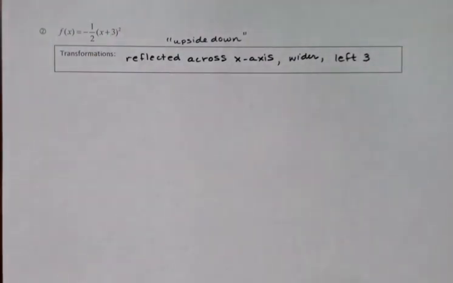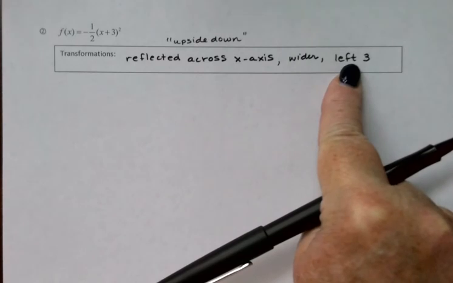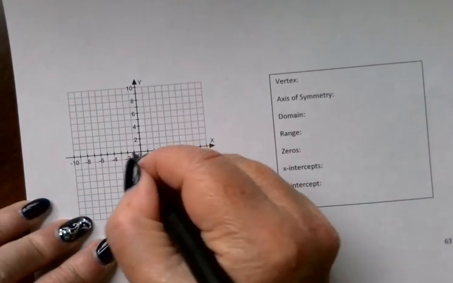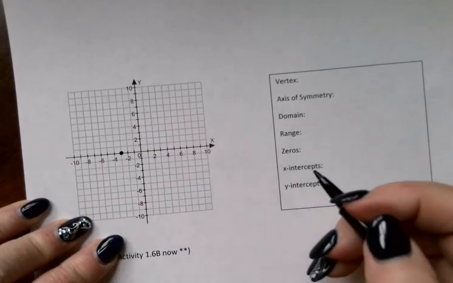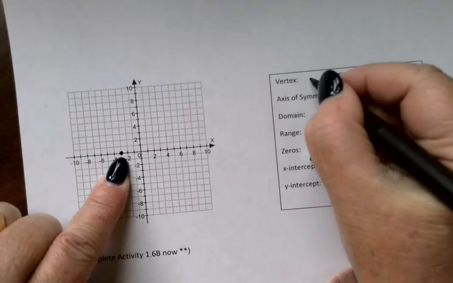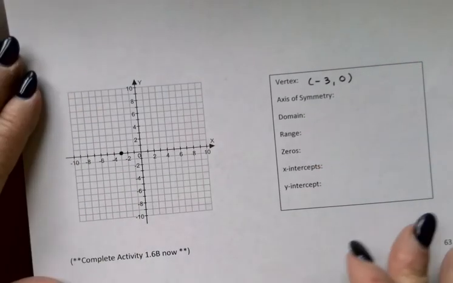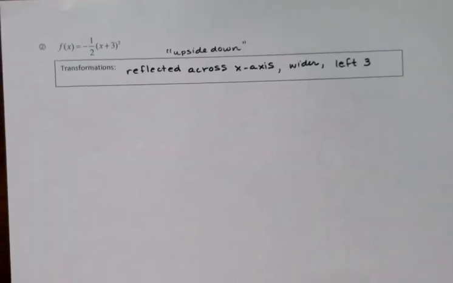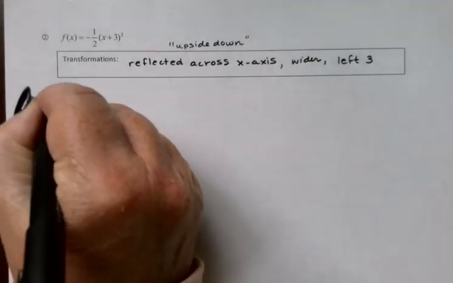So for right now, let's just see if we can plot the vertex. The only thing that changed our vertex was this left 3. So from the origin, if I go left 3, I will be right there. And my vertex is at the point -3, 0. All right, next I'm going to work on my intercepts. So let's start with the x-intercepts.